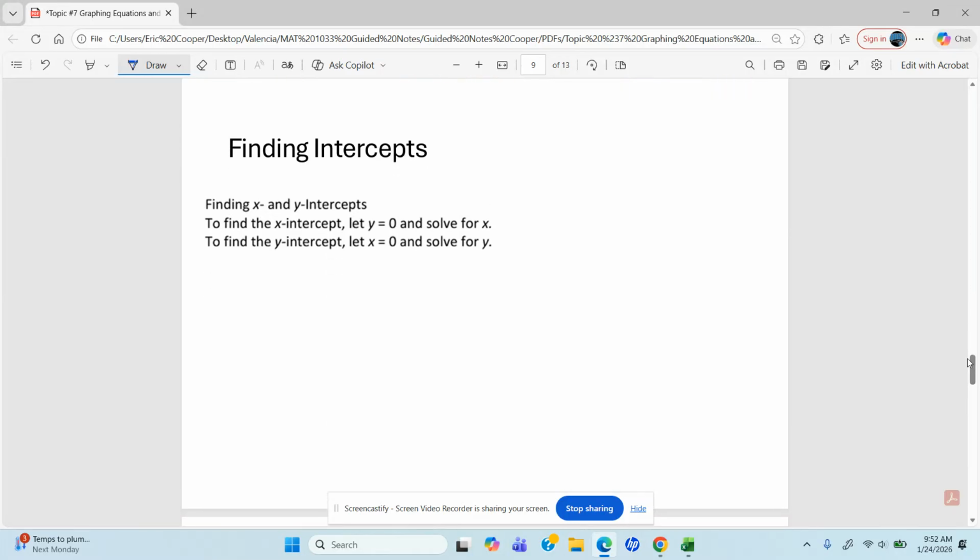Another way that we can find and graph things is by finding their intercepts. So again, we talked about earlier, if we have a point that ends up here on the x-axis, it's always going to be a point that is a number and 0. This is known as an x-intercept. To find an x-intercept, we let y equal 0 and we solve for x. If we find a point on the y-axis, it's always going to be 0 and some sort of number. This is known as a y-intercept. To find a y-intercept, we let x equal 0 and we solve for y.